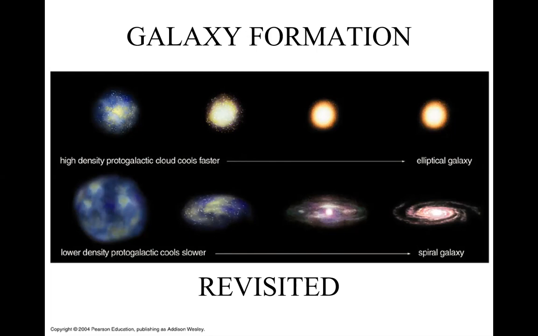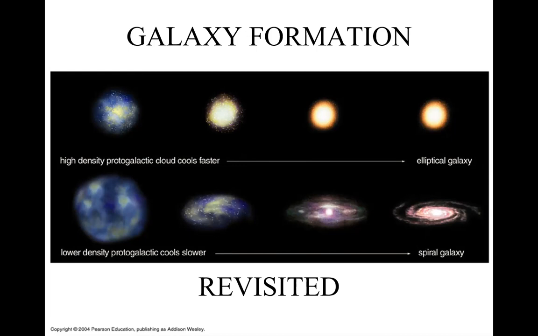On the flip side, if you look here in the bottom, you have a protogalactic cloud, which is admittedly larger in this case than the other one, that's true. But the reason that it's larger is because it has the same amount of mass, roughly speaking, but it has a lower density because it's occupying more space. It has a larger volume with the same mass, aka a lower density.